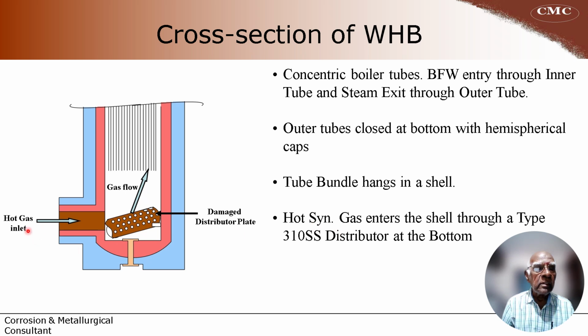The hot synthesis gas enters the shell through a type 310 distributor. This is a distributor, and this is made of type 310 SS, which is a normally designed high temperature stainless steel. But unfortunately, this has got deformed. You can see it here, the damaged distribution plate. The damage means it got cut off from the shell, and then it fell down, and then it became a non-uniform heater. So that is the story.